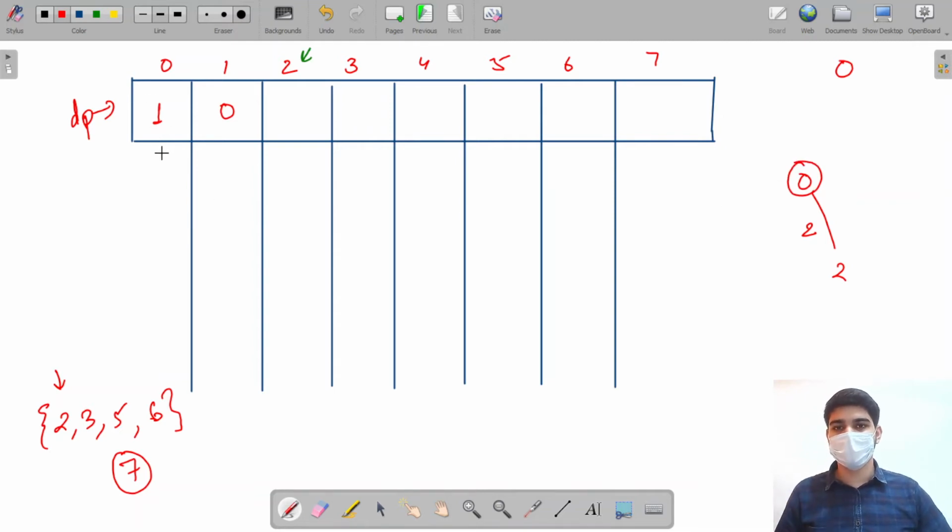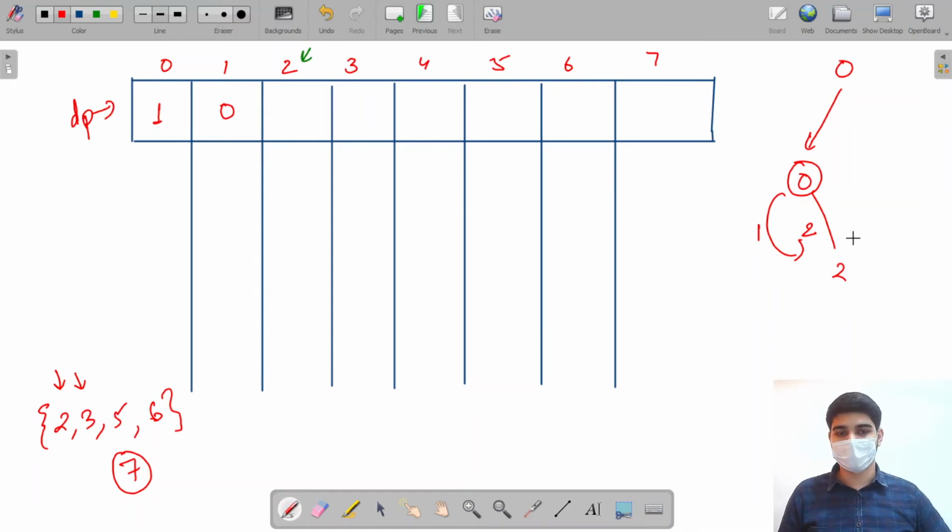What does this 1 symbolize? It says that there is only one permutation to reach 0, right? Which is not doing anything. So 0 would say that to reach 0, there is only one permutation. So 2 would get 1 as an answer, right? Now I would move forward in my coins array. I would go to 3 and see if the given coin, which is of 3, is of value which is smaller than or equal to the amount that we have, right? So 3 is not smaller than 2.